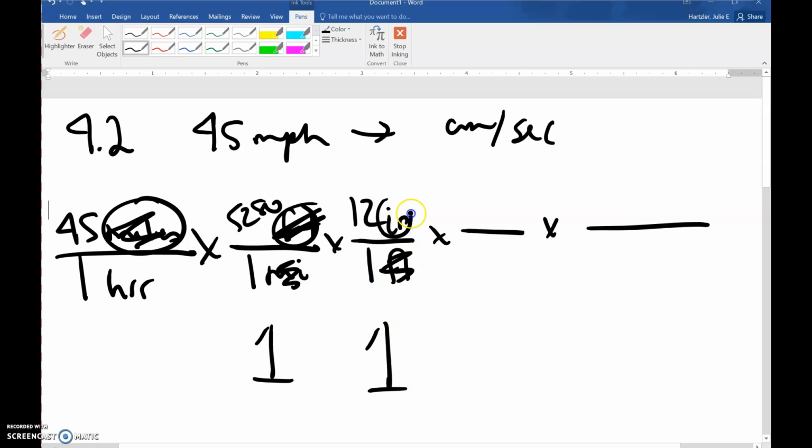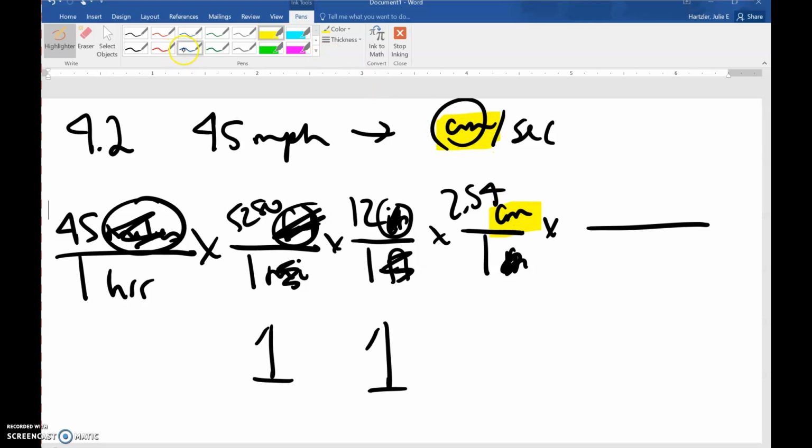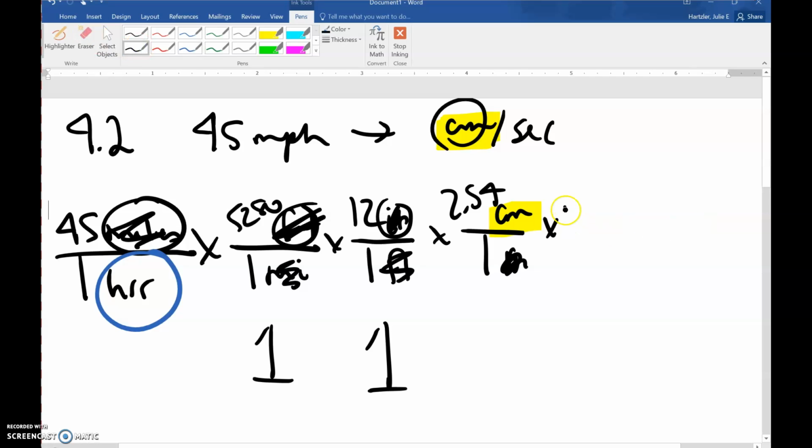And now I'm in inches, and I need centimeters. So inches on bottom, centimeters. And I need to know that there's 2.54 centimeters in 1 inch. These cancel. And so now the centimeters part is good. I'm done on that frame. But now I've got to go back here and get hours. So I'm going to make that a little smaller here, in case I need more room.